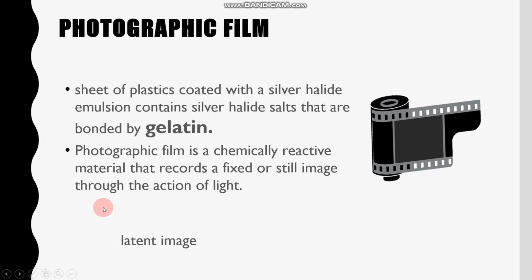Yung recorded image natin through the action of light, pinindot si shutter ni camera, nag-register, tumama kay lens, pumasok kay lens, tumama kay film. So, yung recorded image na tinatawag natin, na na-record kay photographic film natin, is called a latent image. Wherein, sabi nga natin, latent image is not visible on the film o hindi kayang makita ng tao at first. So, you cannot visually distinguish the exposed film from the unexposed one.